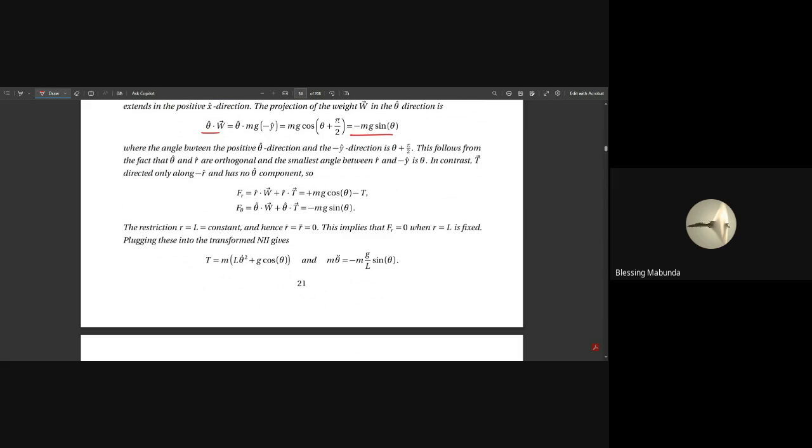Does anybody have any questions here? Yes, I do. I don't understand how we got to that. How we got to the minus mg sine theta. Can you please explain the process?